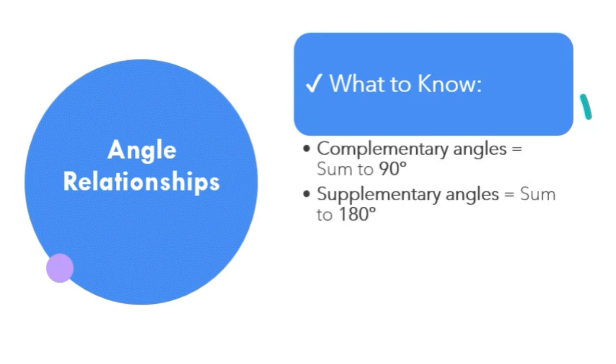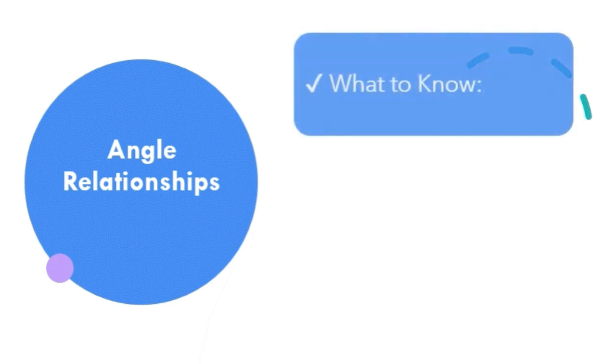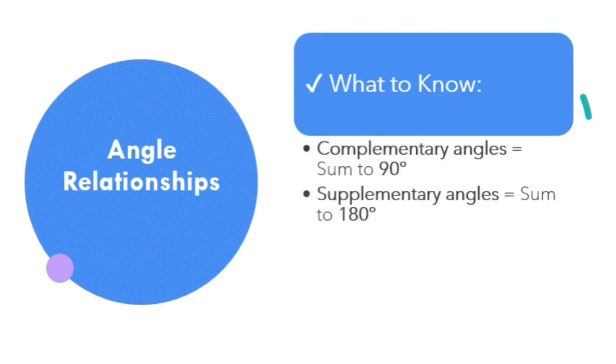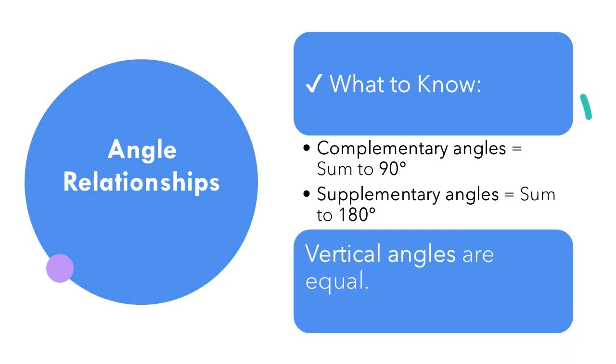Let's break down some important angle rules that show up on the ACT. What to know? Complementary angles add up to 90 degrees. Supplementary angles add up to 180 degrees. Vertical angles, opposite angles when two lines cross, are always equal.